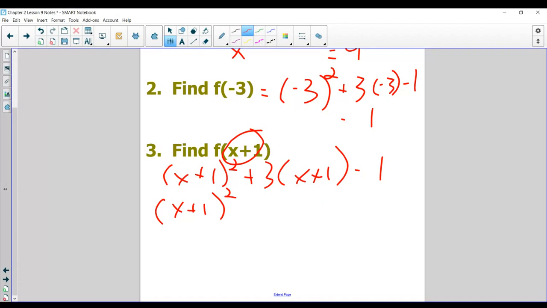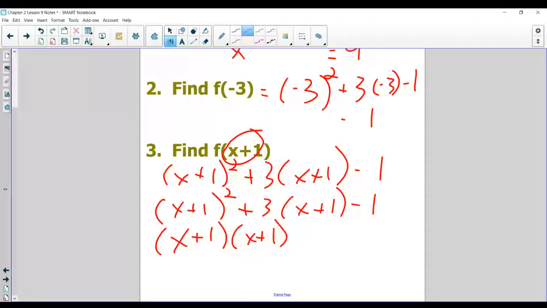If there are skills in some of this stuff that I'm going through here that I would assume you would know and you don't, then I just wrote the exact same thing. When you're doing x plus 1 squared, that means to do x plus 1 times x plus 1. I'm going to distribute in the 3. Excuse me, that should be a 3. Erase that.